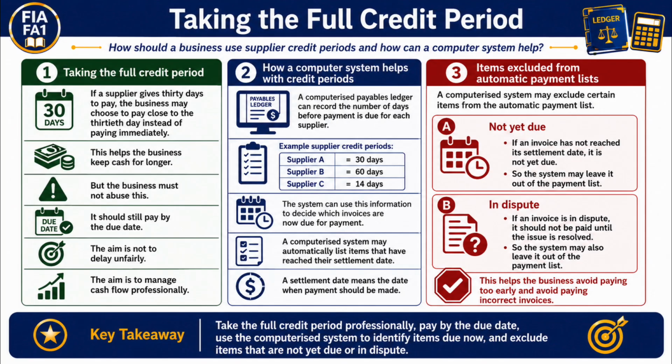Items excluded from automatic payment lists. A computerized system may exclude certain items from the automatic payment list. Two important examples are items that have not reached their settlement date, and items that are in dispute. Let us explain both. If an invoice has not reached its settlement date, it is not yet due, so the system may leave it out of the payment list. If an invoice is in dispute, it should not be paid until the issue is resolved, so the system may also leave it out of the payment list. This helps the business avoid paying too early and avoid paying incorrect invoices.